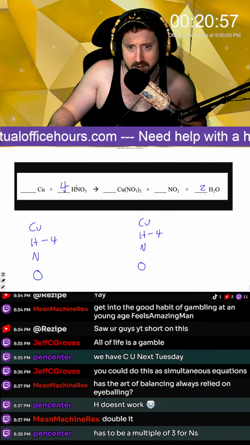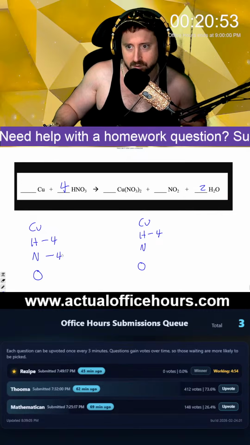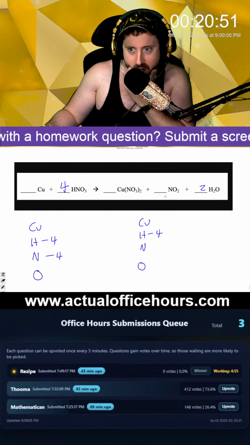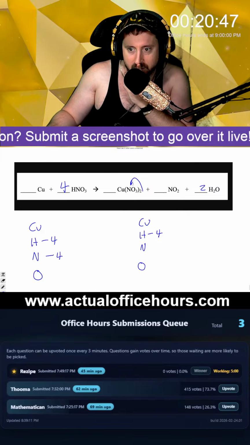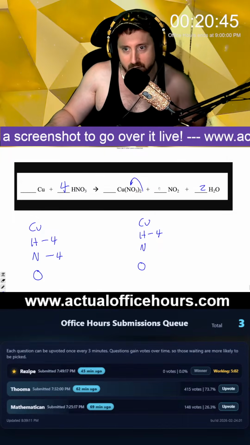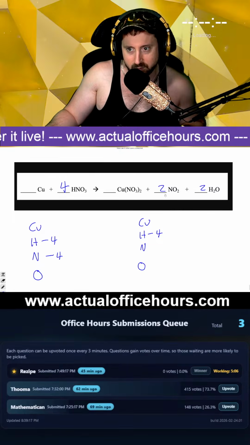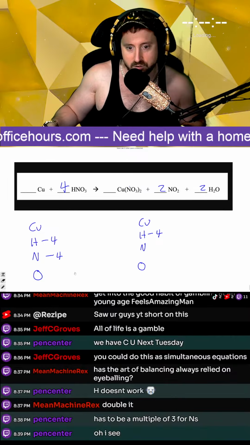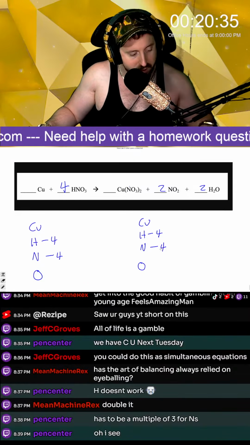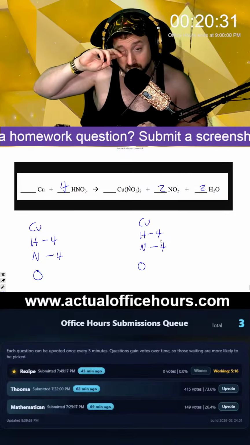And then let's see what we got for nitrogens. So right now I have 4 nitrogens. How can I get 4 nitrogens here? Well, I have 2 here. So I would need another 2 here. Right? Because that would give me 2 nitrogens here, 2 nitrogens here. So now we got 4 and 4. I'm happy. Good job. Let's cross our fingers that oxygens work.